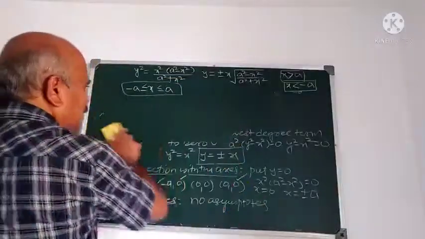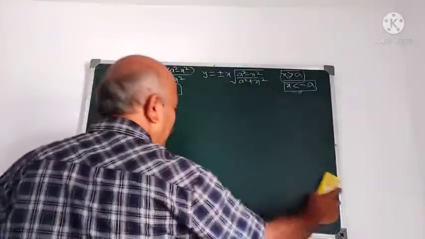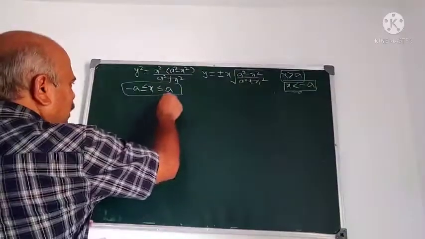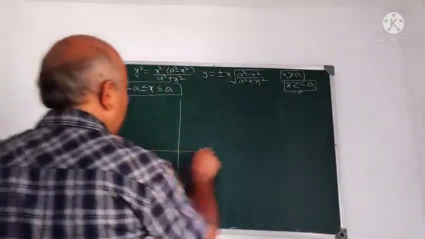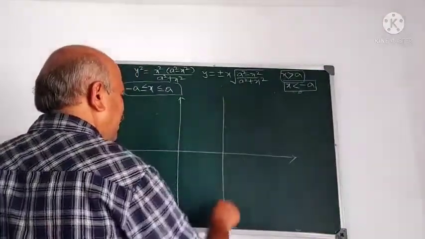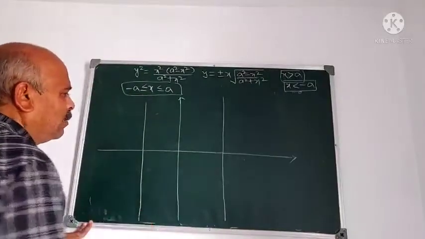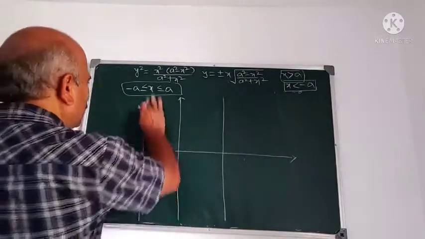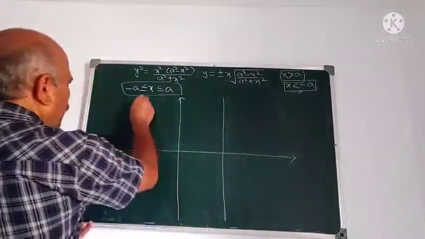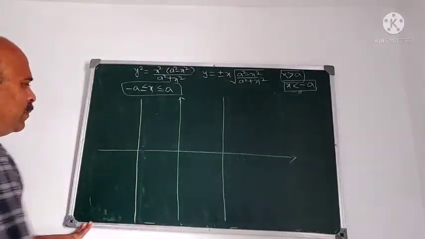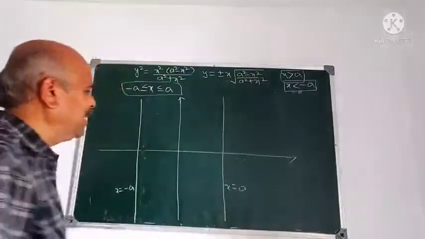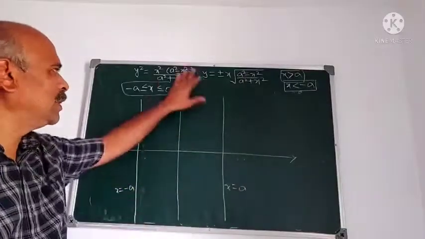So, there is a restriction. Even though parallel asymptotes are not there, this region gives the shape of the curve, where the curve has the restriction. I take x is equal to a, this is the line, and this is x is equal to minus a. These two portions must be same. The curve lies entirely within this region.